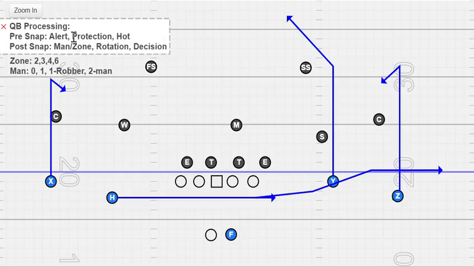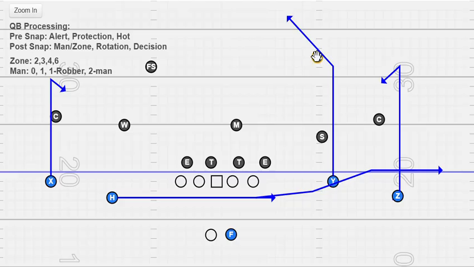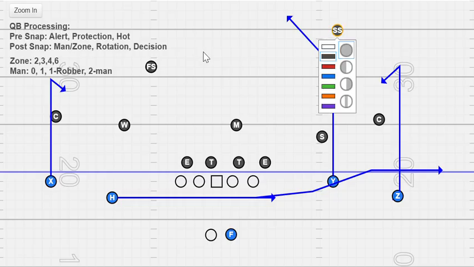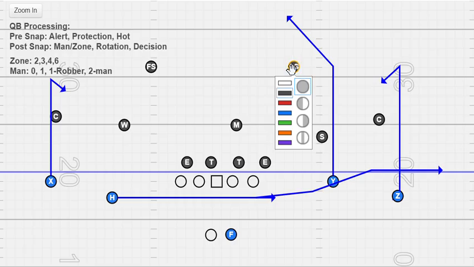So here's the first thing that we're looking for. What's our alert? So in this kind of a play, the alert would be that deep seam post. And if that's there, we're going to take it, right? And so situations like cover two would be a really great situation to take that seam post. If I had cover zero man to man, that might be a great situation to take that seam post.